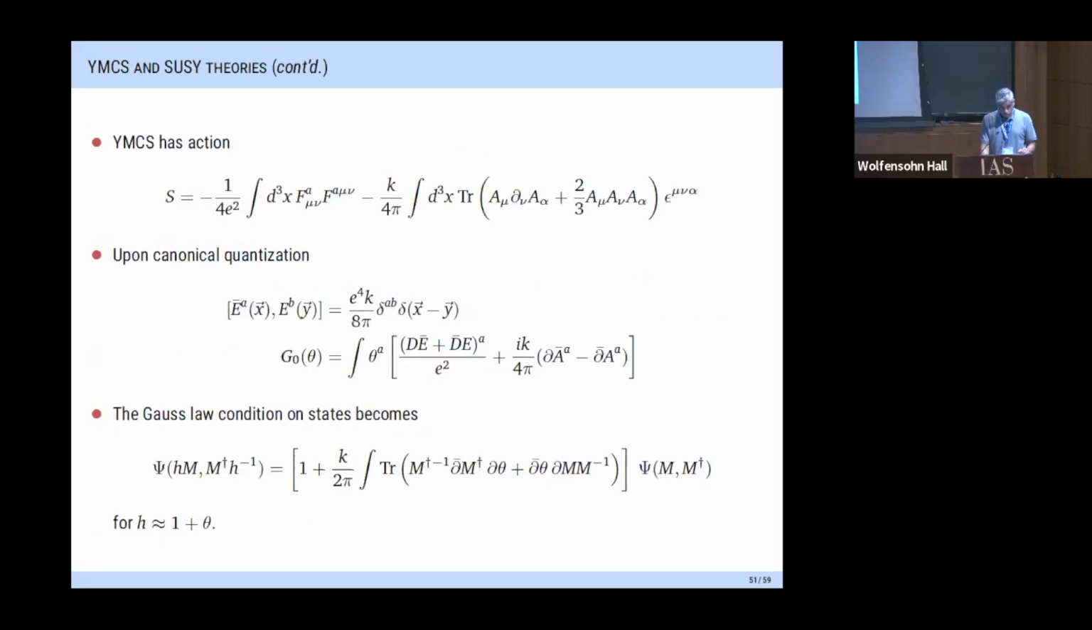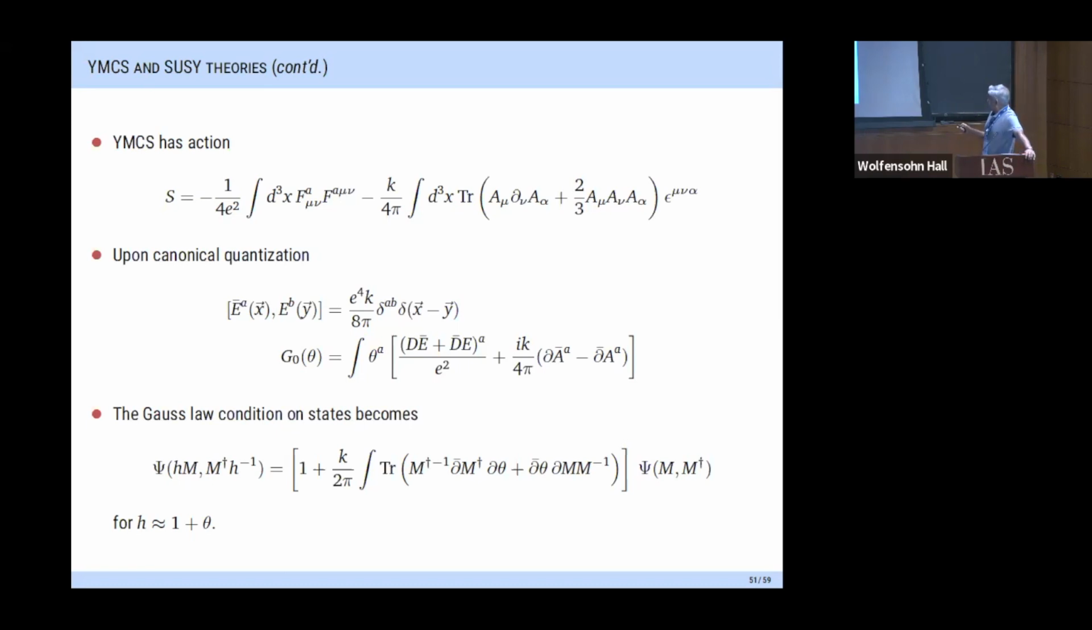So once we have that understanding, it's useful to go and look at what happens in the Yang-Mills-Chern-Simons theory. So here's what I do. I look at the Yang-Mills-Chern-Simons action. I have displayed this here. There's this K over 4 pi term. K is quantized, as you all know. So this is the theory we are talking about.